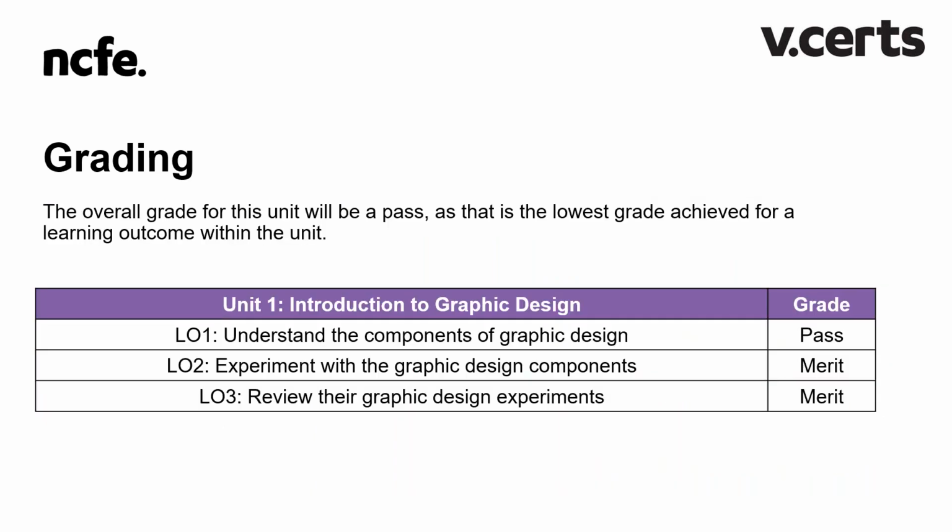Let's say you have marked the Unit 1 assignment, and these are the grades achieved in each learning outcome: a pass, a merit, and a merit. The final grade for the unit will be the lowest grade the learner achieved in a learning outcome, so in this example, a pass. Each learning outcome has to be demonstrated at the same basic level of competency if we're to say that the overall unit is at that level of competency. There is no compensatory grading within the unit.